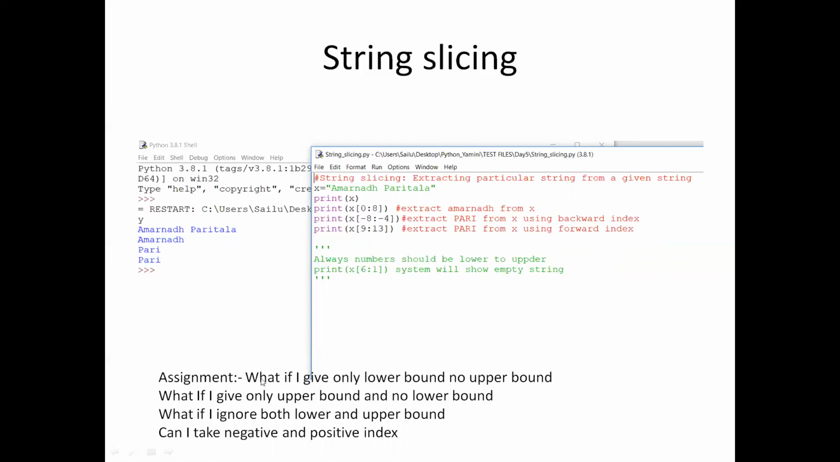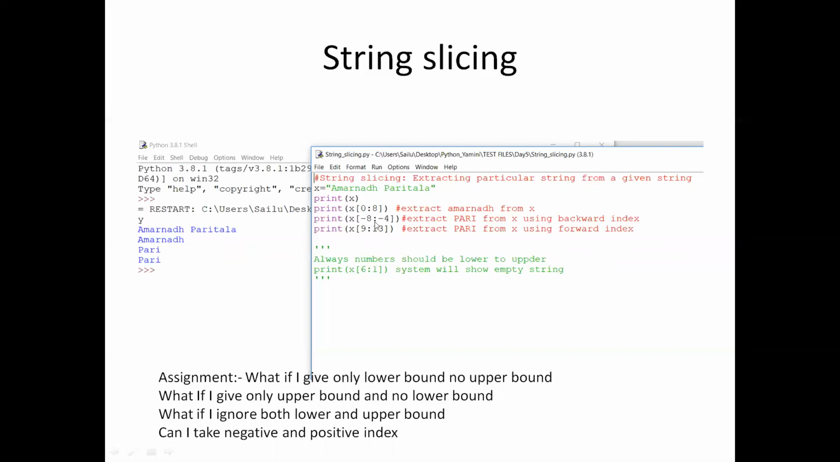And here you have some assignments for your practice. What if I give the lower bound and upper bound? What if I give only the lower bound but no upper bound? What if I give only the upper bound and no lower bound? And what if I ignore both? That means there is no lower bound, there is no upper bound. I just give square brackets with a colon, with an empty space before the colon and an empty space after the colon. So how will my system react?